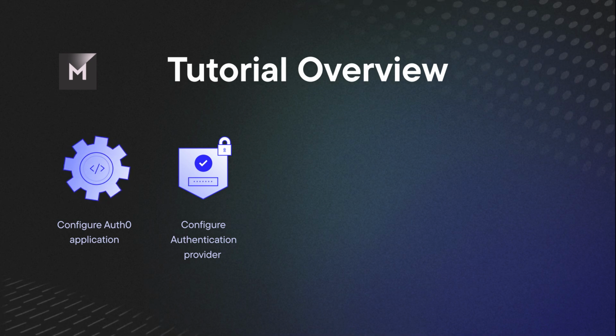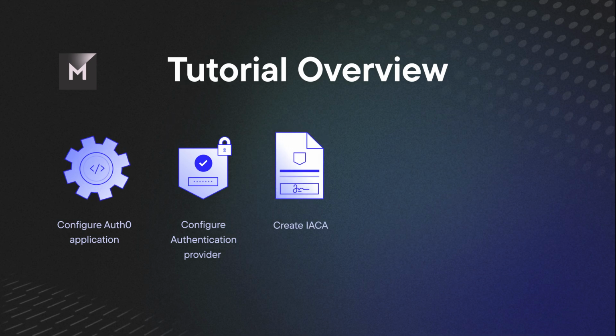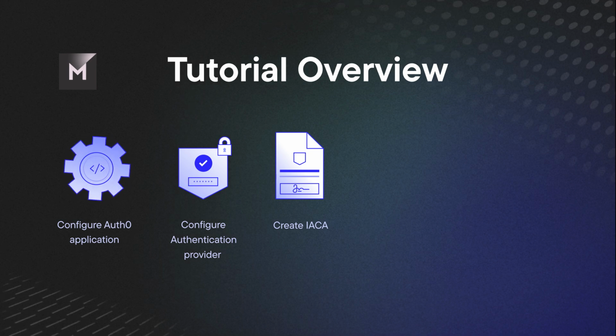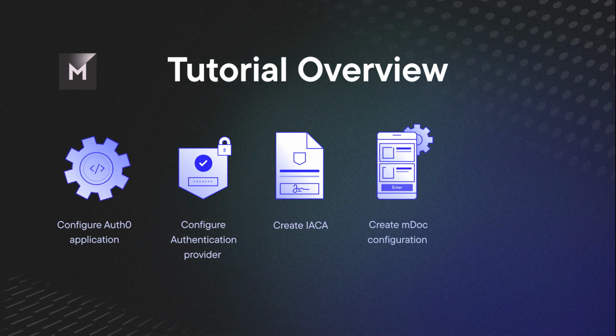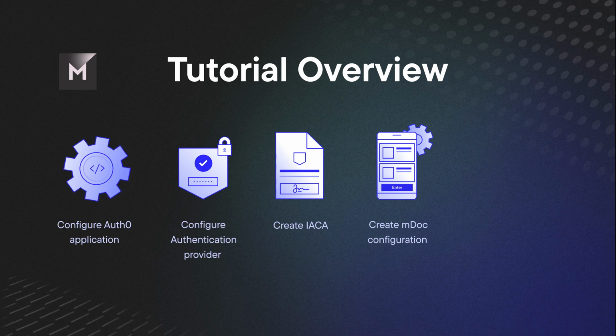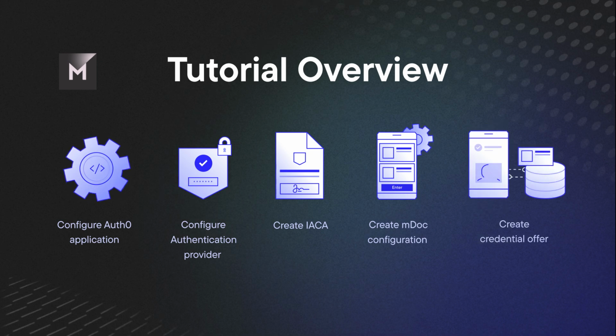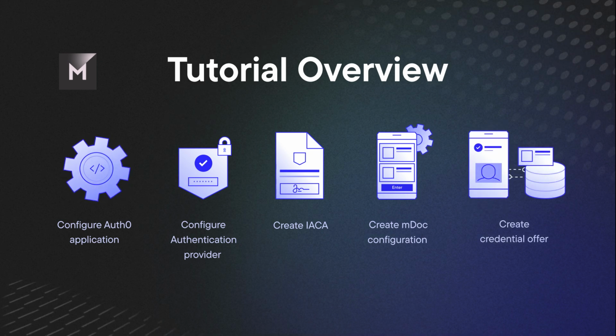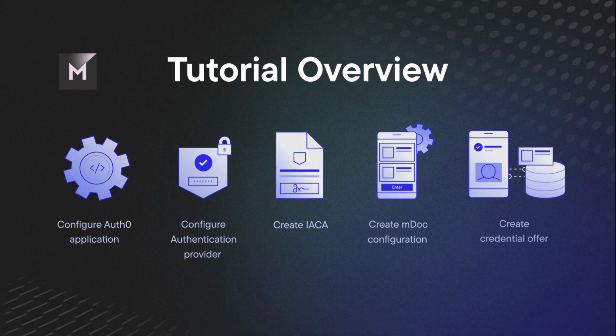We have to create an Issuing Authority Certificate Authority, an IACA, which is the root certificate used for signing an mDoc. And we have to create the mDoc configuration itself, which is where we control the structure, the content, and the branding of the credential. Finally, we have to construct the credential offer, which the intended holders can use to start the issuance workflow. As you've seen earlier, this can be rendered as a QR code, which then can be scanned by digital wallets.